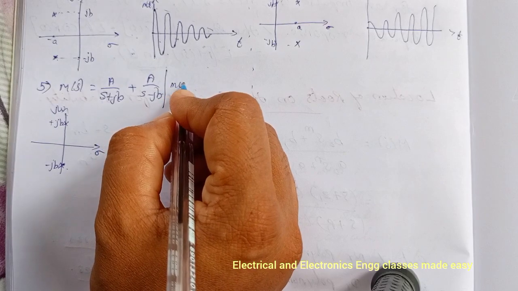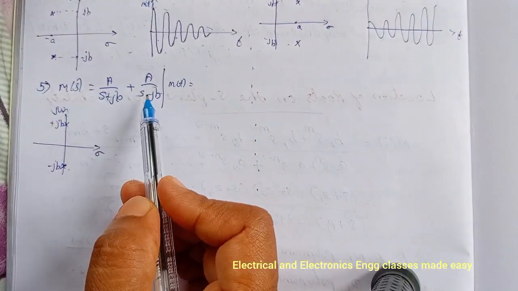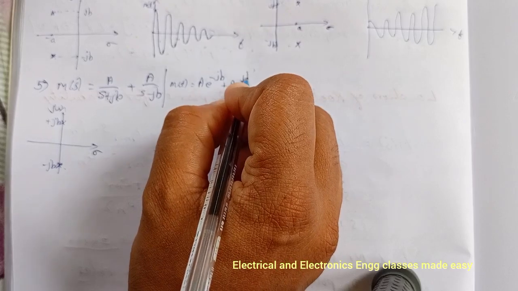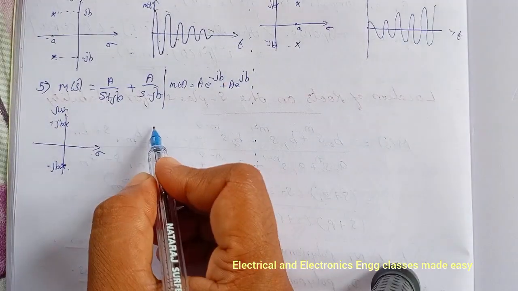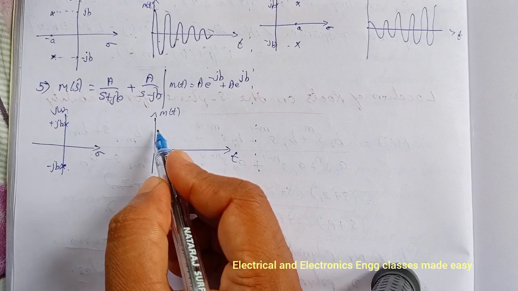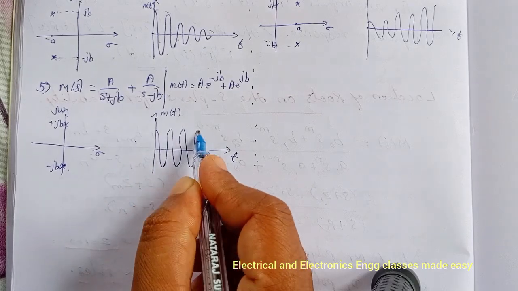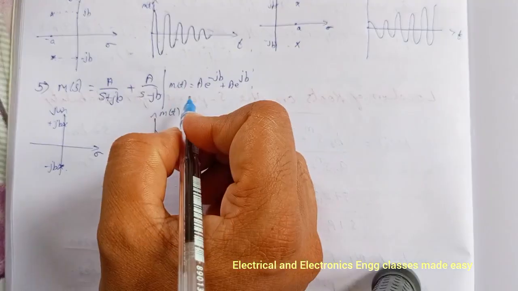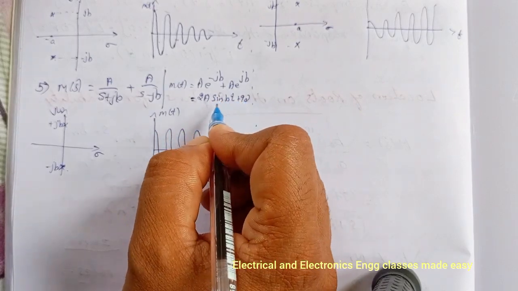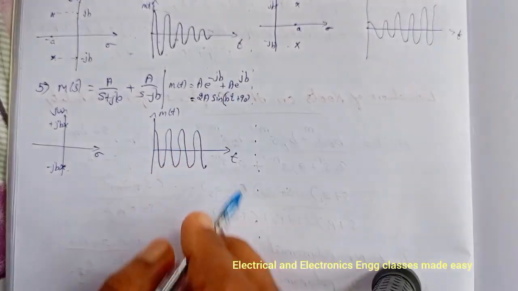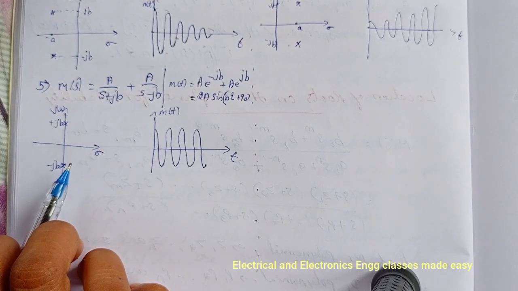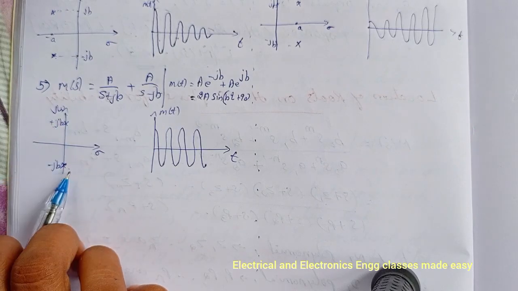And the response is m of t, equal to the inverse Laplace transform of this, and that is equal to a into e raised to minus jbt plus a e raised to plus jbt. And we get the response as, this is m of t. So the response is oscillatory like this, because here we get this as 2a sine(bt plus 90). So the response is oscillatory if the roots are on the imaginary axis. That is, a single pair of roots on the imaginary axis.